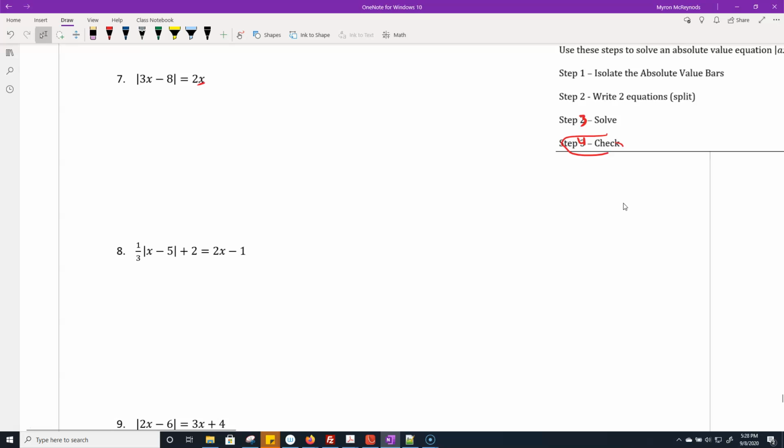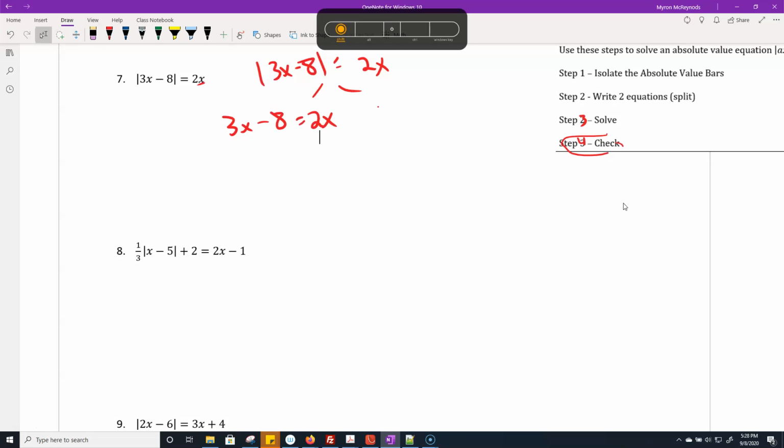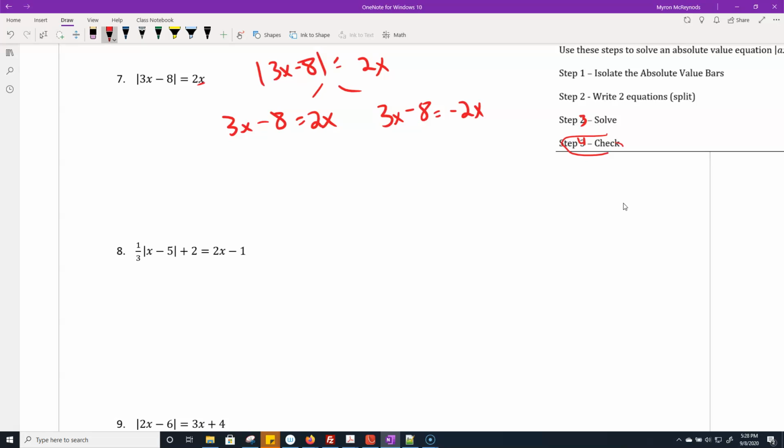So I'm going to start by isolating the absolute value bars, which I already have. So |3x minus 8| equals 2x. And since they're already isolated, I can split them into two equations. 3x minus 8 equals 2x. And 3x minus 8 equals negative 2x. So you've got to flip everything on this side negative as well.